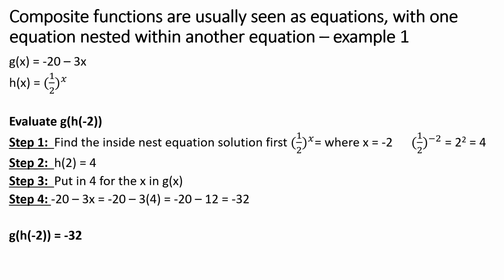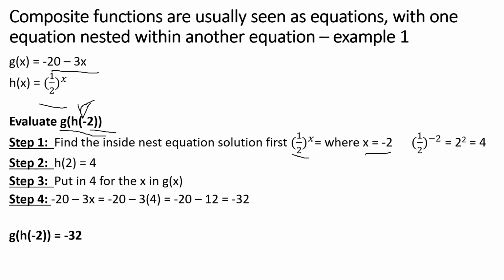So composite functions are usually seen as equations. As I said before, it's a nested function with one equation nested inside the other. I've got two equations here. g of x equals negative 20 minus 3x. And h of x equals 1/2 to the x. And then we want to find g of h of negative 2. h is the inside function, the nested function. We've got to find h at negative 2. My equation is 1/2 to the x, and the x I'm looking for is negative 2.